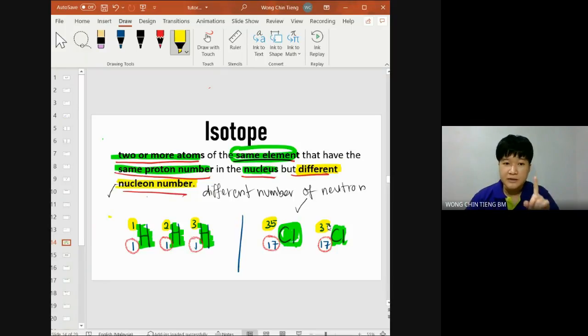Okay? So remember this isotope first. We will still use the concept of isotope later. So any problem with isotope?